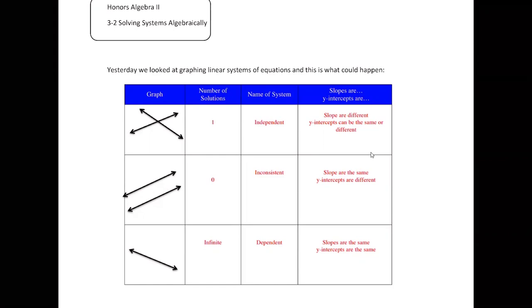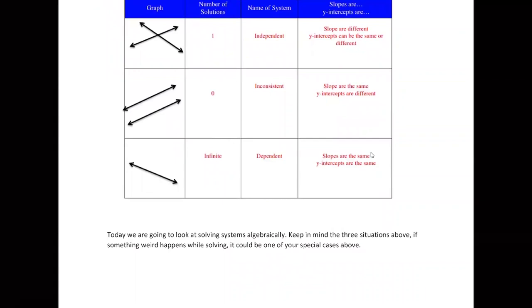Today, instead of the graphs, we're going to be looking at it algebraically. But you want to keep in mind the three situations above. Usually when they give you a problem, it's the first case where it's independent, it has one solution. But when you're solving these, sometimes you will have no solutions, or sometimes you might have infinitely many. So if something strange happens, like maybe your variables cancel, keep in mind it might be one of those special cases where it's inconsistent or dependent.